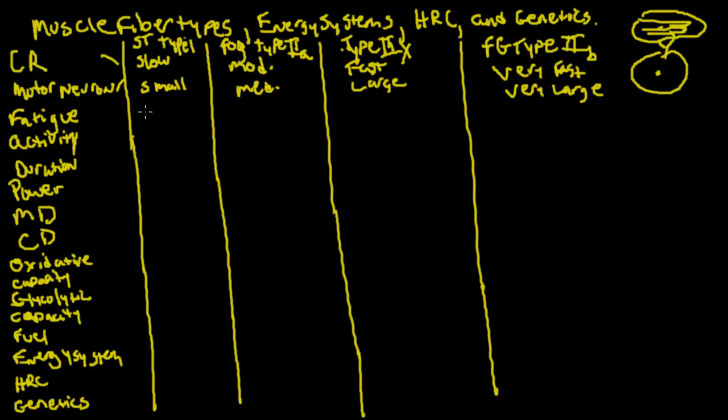So fatigue resistance, it's very high in slow twitch, and it's fairly high here with fast twitch oxidative. It's going to be kind of intermediate or moderate here, so I'm just going to put moderate for the type 2X, which is our intermediate between type 2A and type 2B. And then it's going to be fairly low for the fast twitch glycolytic. And that should make sense because it doesn't have a lot of oxygen getting to it. You're running off the immediate source of energy.